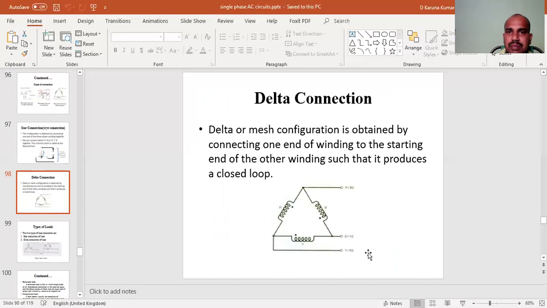The delta connection is a configuration obtained by connecting the end of one winding to the start of another winding. For example, this is R; its end is connected to the start of the next winding, and that winding's end is connected to the start of the third. Such a connection forms a closed loop. So the delta connection is a closed loop, while the star connection is an open loop.